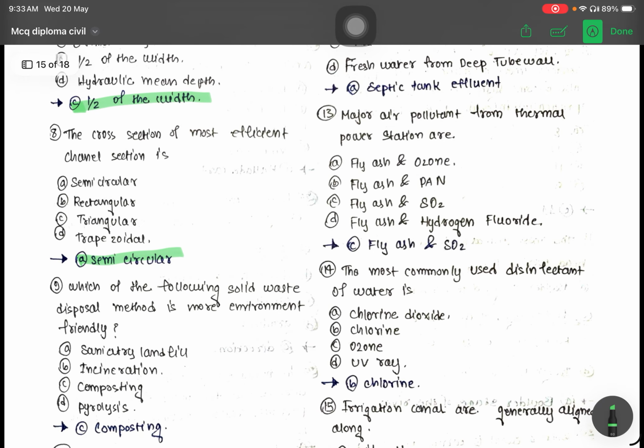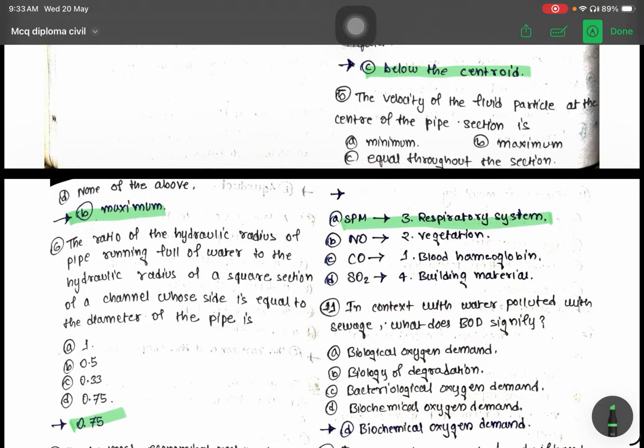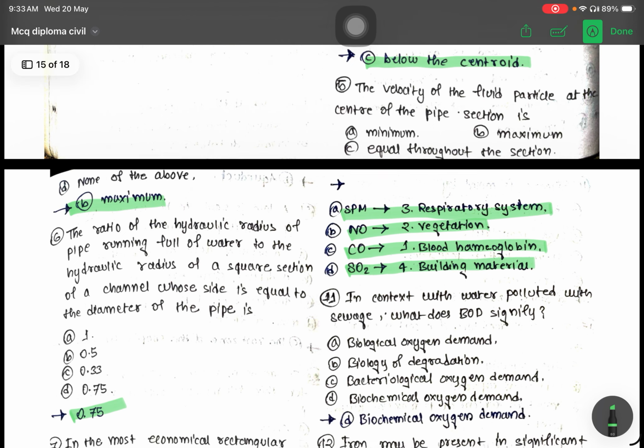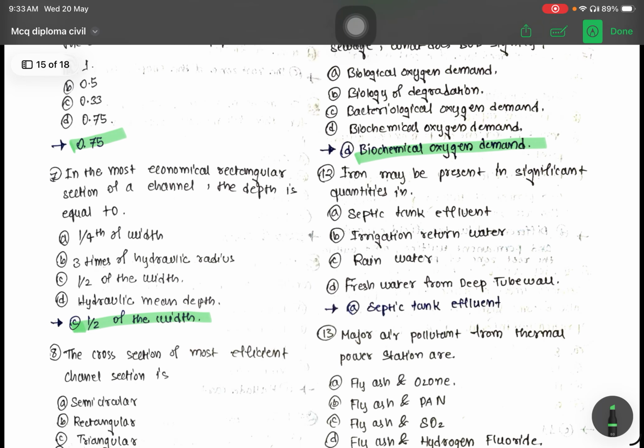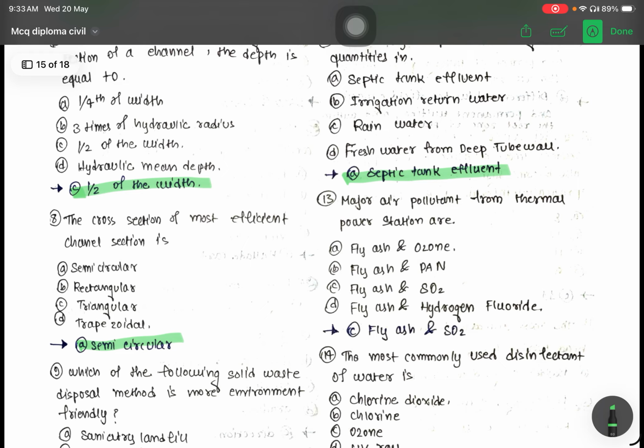Which of the following solid waste disposal methods is more environment friendly? Composting. SPM affects the respiratory system, NO affects vegetation, CO affects blood hemoglobin, SO2 affects building material. In the context of water polluted with sewage, what does BOD signify? Biochemical oxygen demand. Iron may be present in significant quantities in septic tank effluent. Major air pollutants from a thermal power station are fly ash and SO2.